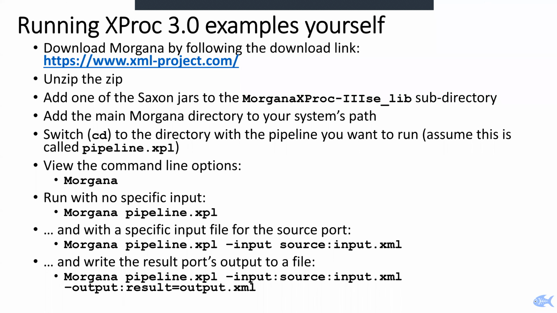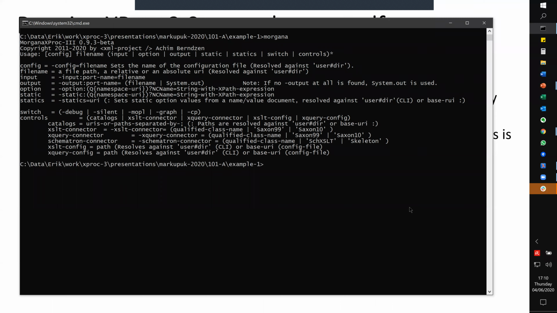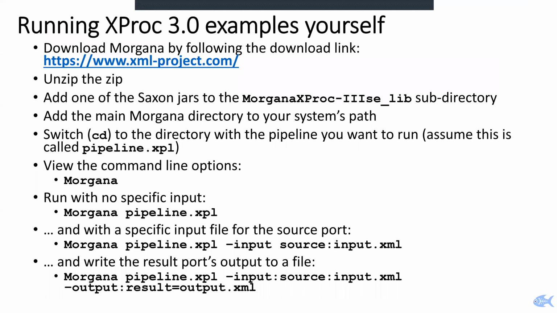And let me just do that. So let's check. So here's my command line, and I now type Morgana. And what you see is that Morgana presents itself with the command line options it has. So it seems to work. And all the other bullets you can read yourself. It's how you run a pipeline and how you connect things to ports, once you know what ports are, and we'll get to that.